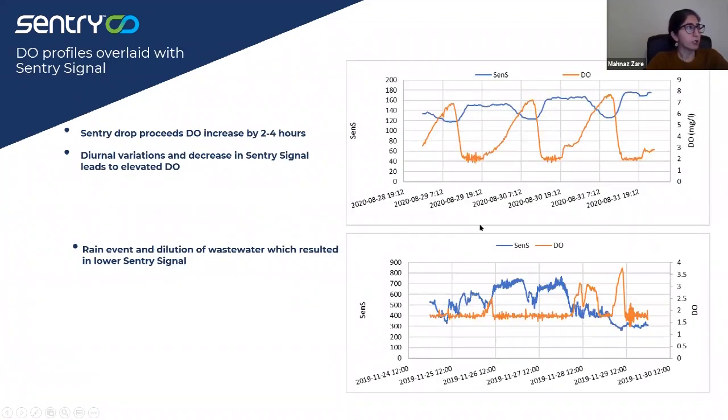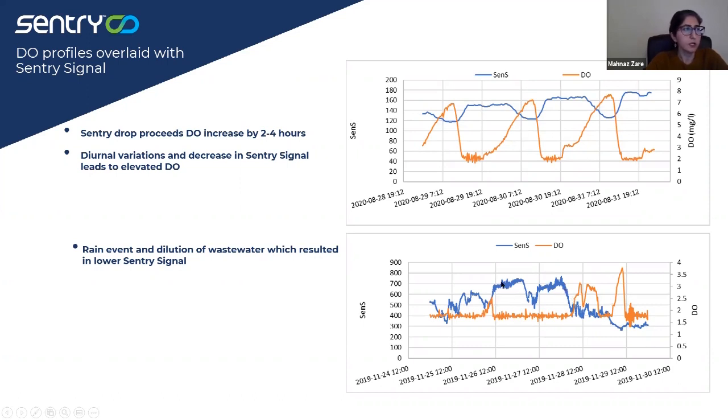These 2 graphs are showing the DO profile with the SENTRY signal. The top graph shows that there are diurnal patterns in the SENTRY signal. When the SENTRY signal is coming down, it leads to elevated DO. We estimate that there is an HRT of between 2 to 4 hours between the drop in SENTRY signal and the increased DO.